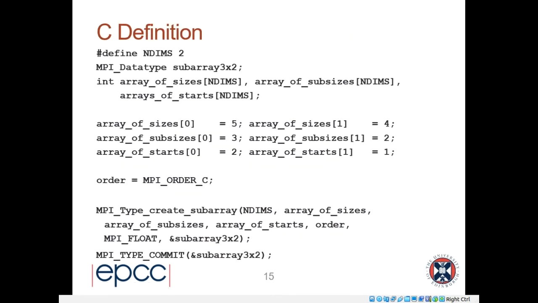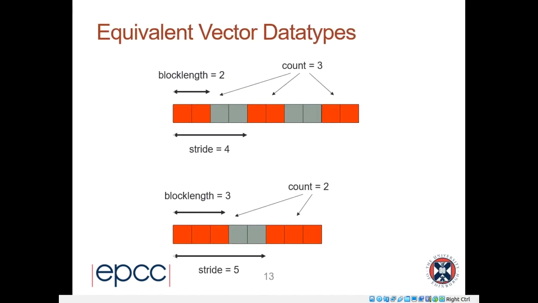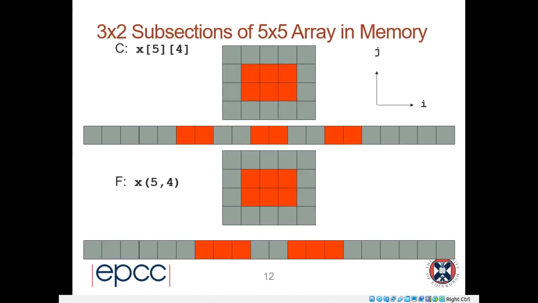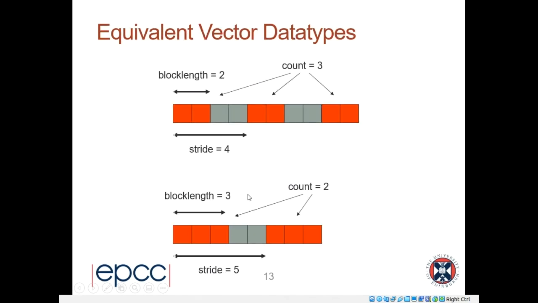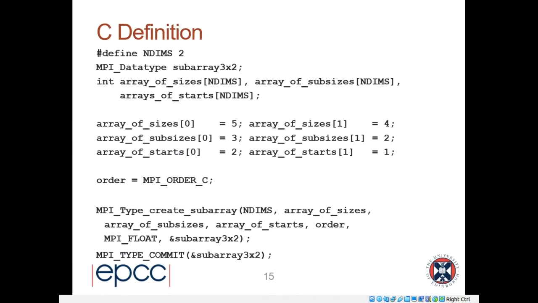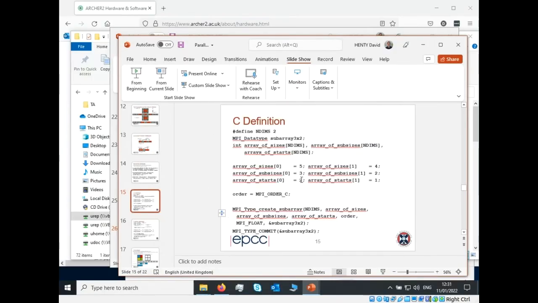I would say in C, I've got my new data type is subarray 3x2. I have an array of sizes, subsizes, and starts, which are the size of the array is 5x4. Okay. The subsizes are 3x2. I want the 3x2 subarray, and I start at 2, 1. That's wrong. That's a typo. I don't start at 2, 1. I start at 1, 1. So that's a typo, which I've not noticed before. I'll fix that.